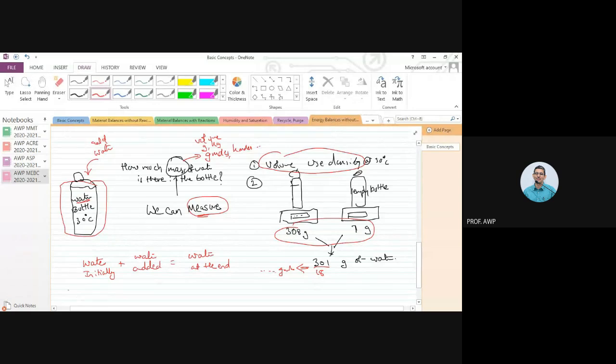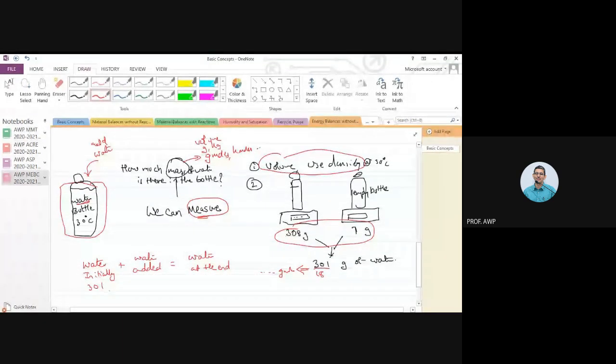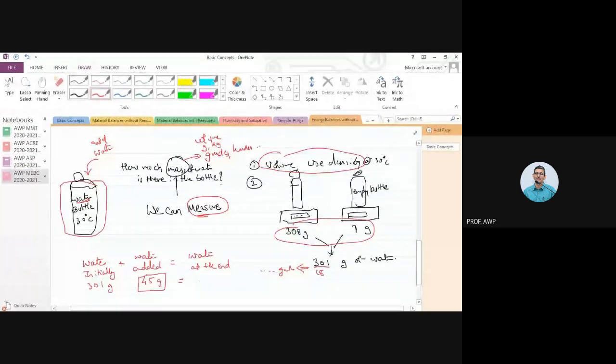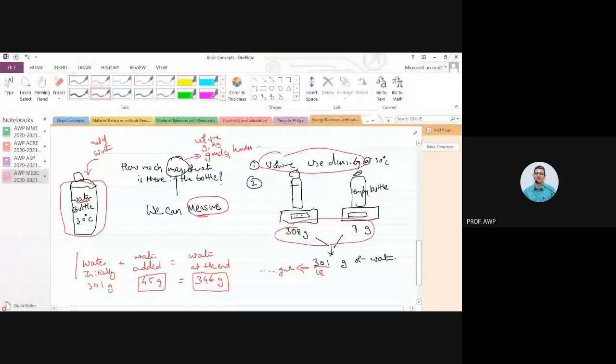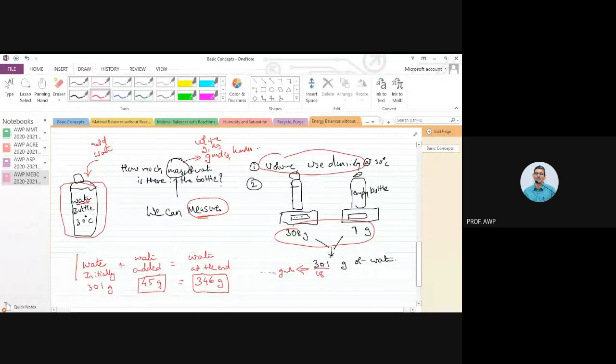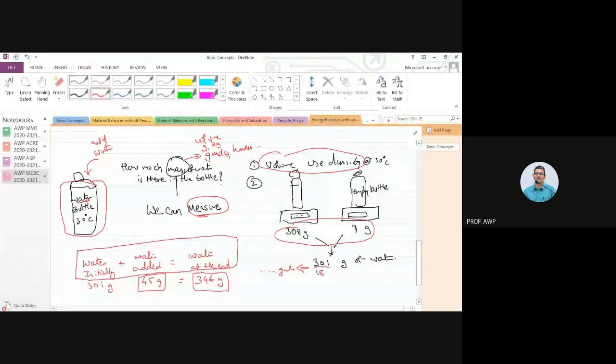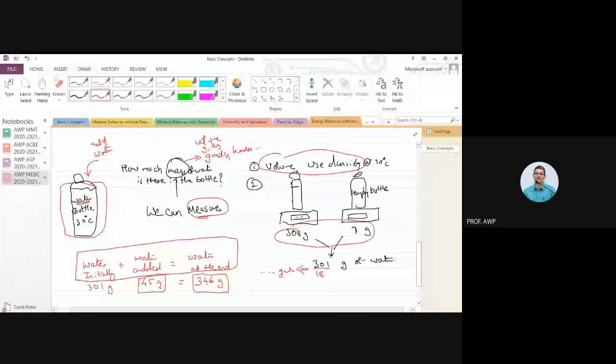So yeah, I would say that initially I had 301 grams, I added 45 grams of water. That also we can measure, right? And then we will say that we ended up with 346 grams, right? So these are the kind of balances that we have been writing. Mass coming in, mass added is equal to the mass going out. Now here there is no in and out. It is just what was initially there and what we added and what we ended up with. Right? But the point is that all these can be measured.